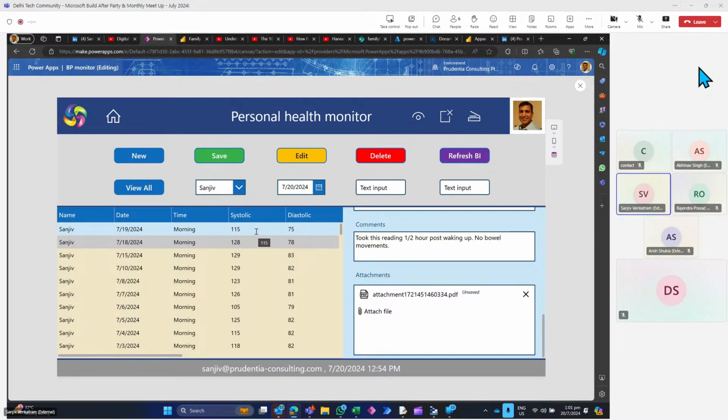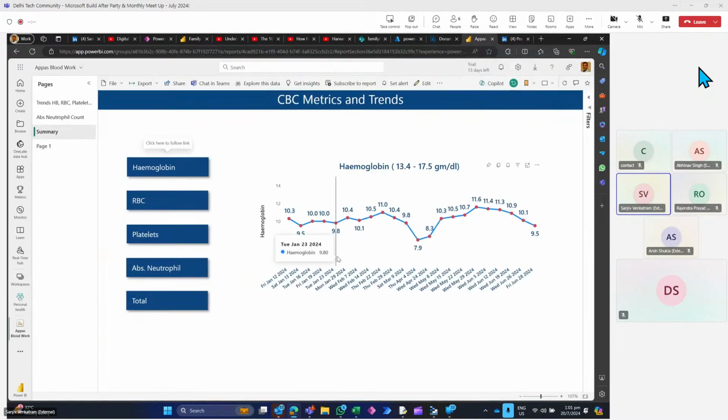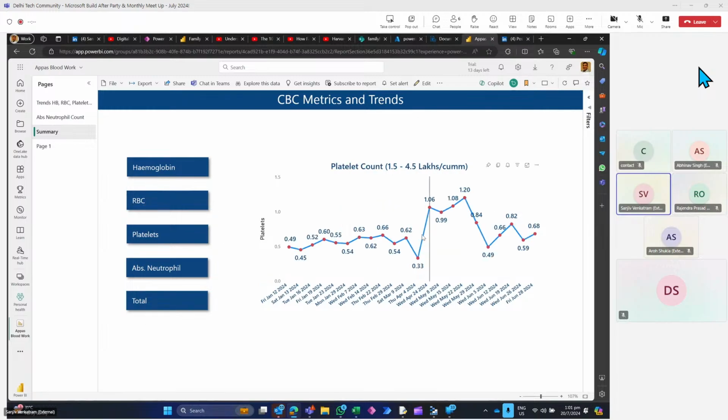Now, over and beyond this, in my father's case, I actually track blood reports, and I've started doing it for myself as well, right? So I go through hemoglobin, RBC. These two basically indicate the energy levels in the body. Then you have platelets, which are very important, because if these numbers go below, as you can see, it is hovering around 0.6, 0.7, 0.8 right now. I haven't added the latest one, so around 0.8.